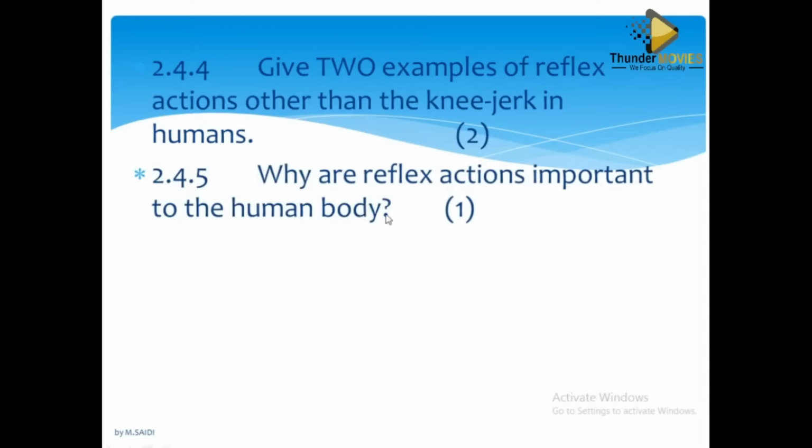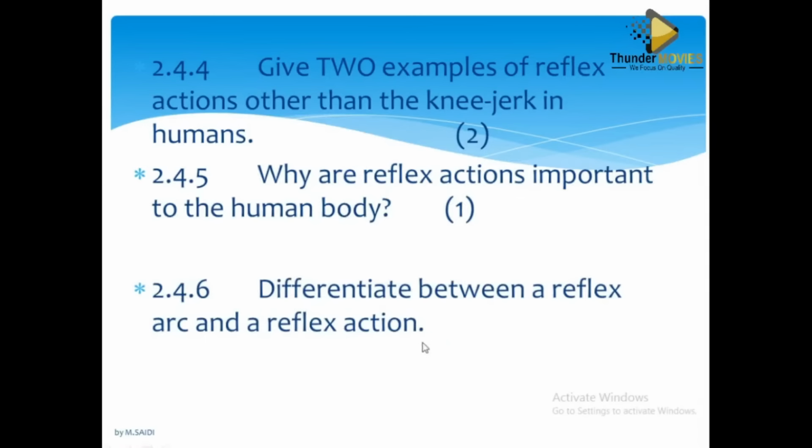Then differentiate between the reflex action and the reflex arc. The reflex arc, we say that is the path traveled by the impulse in bringing about the reflex action, and then the reflex action is a rapid automatic response to the stimulus.